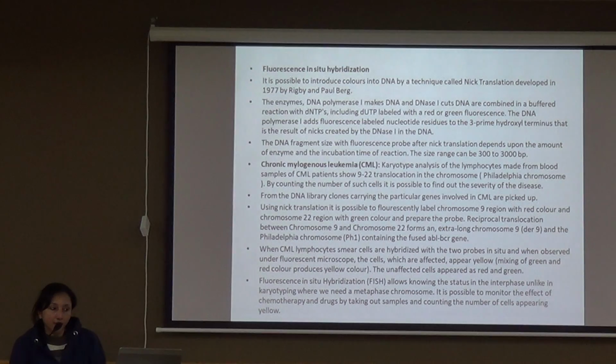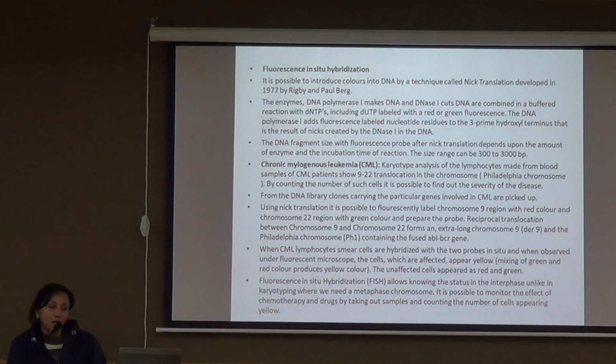The DNA fragment size with fluorescent probe after nick translation depends upon the amount of enzyme and the incubation time of the reaction. The size can range from 300 to 3000 base pairs. The more time we give for incubation, the longer is the fluorescence DNA formed. Now this technique is used for diagnosis and monitoring of treatment of chronic myelogenous leukemia. In short, we call it CML.